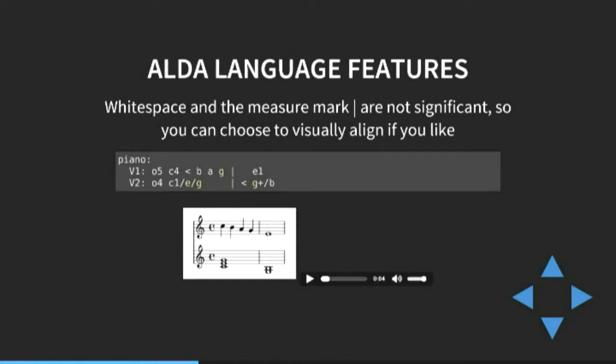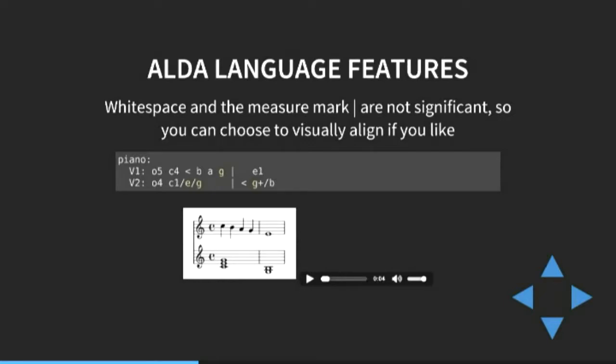The pipe symbol is your measure marker, your bar marker. It's not completely ignored by the parser, but basically it doesn't mean anything to the parser. It means everything to the human. So then we can line up those notes and see a little bit better how they go. It's the same bit of music. I won't play it again.